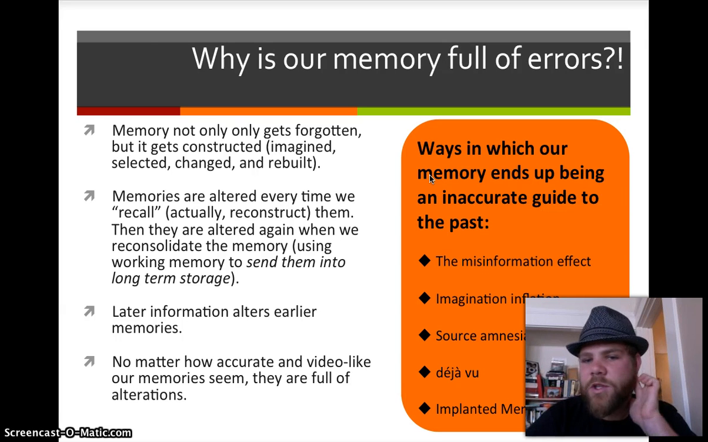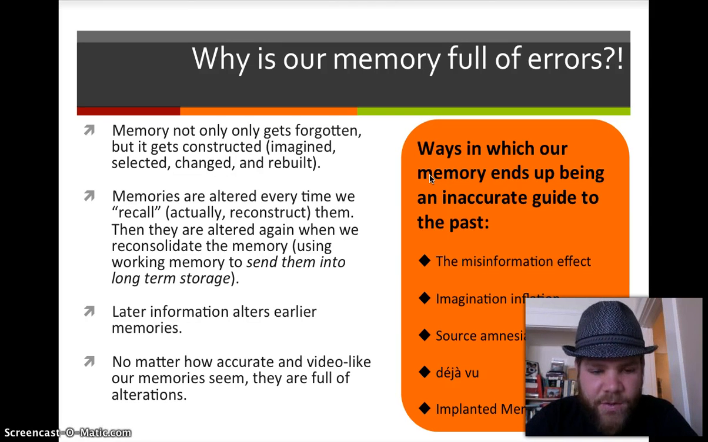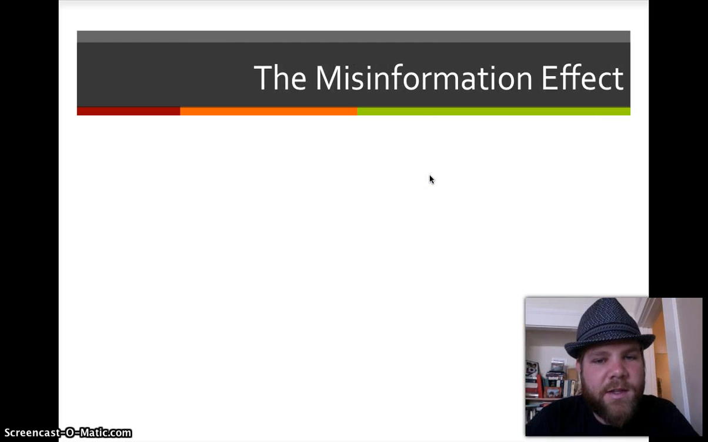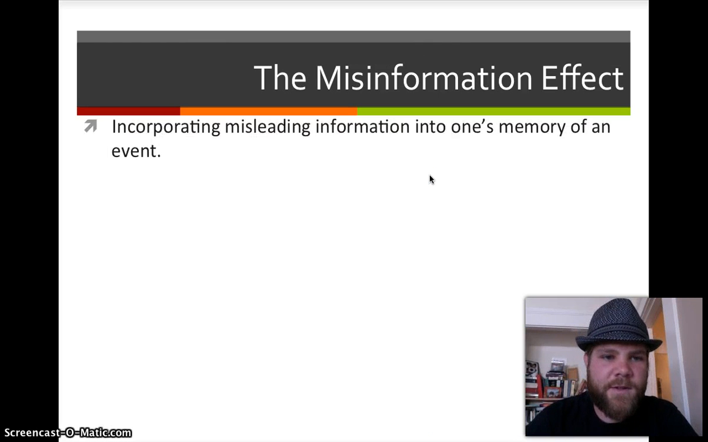Some of the ways in which our memory ends up being an inaccurate guide to the past that we're going to look at in this lecture are the misinformation effect, imagination inflation, source amnesia, deja vu that we talked a little bit about already, and implanted memories. So let's take a look at the misinformation effect first. So this is incorporating misleading information into one's memory of an event.